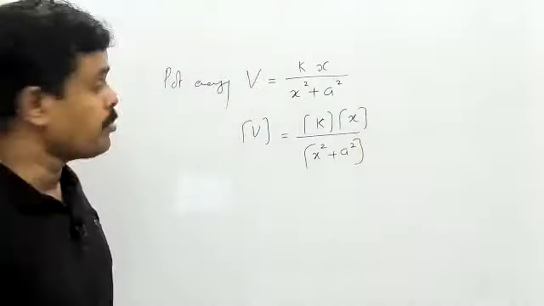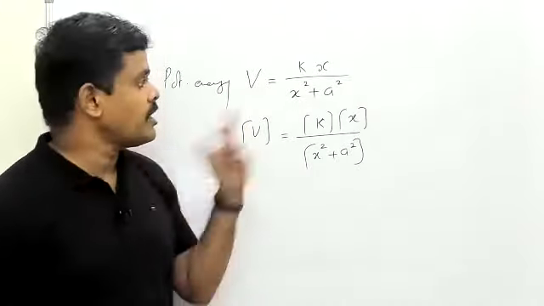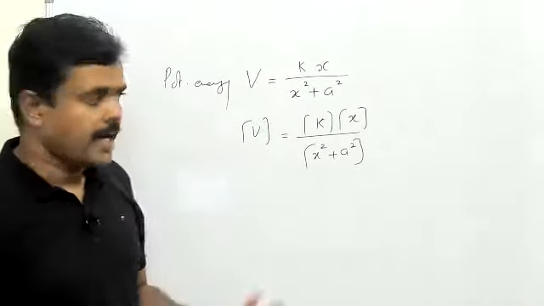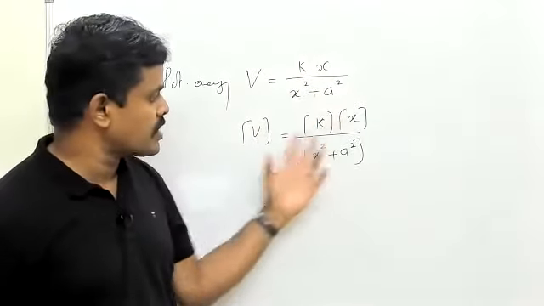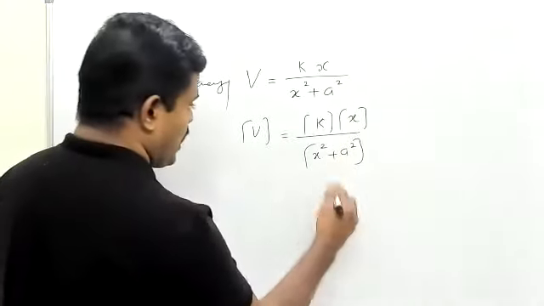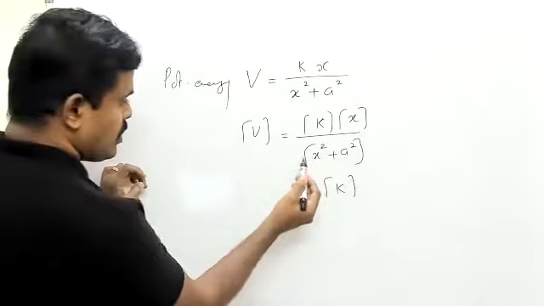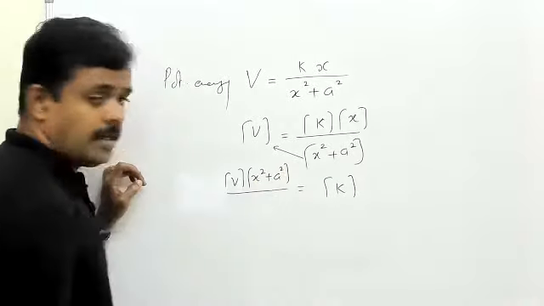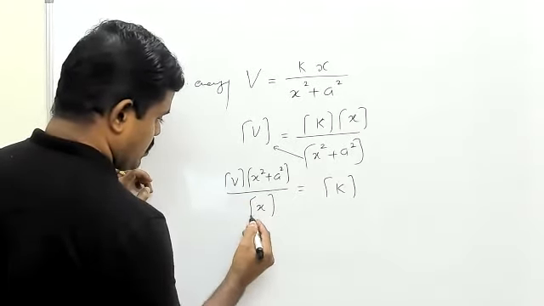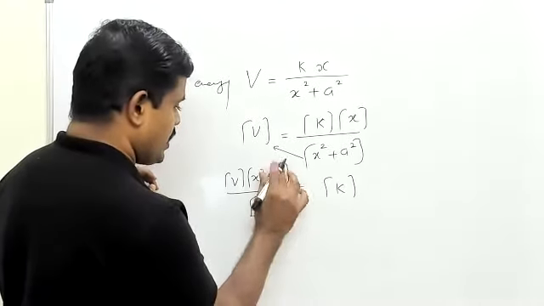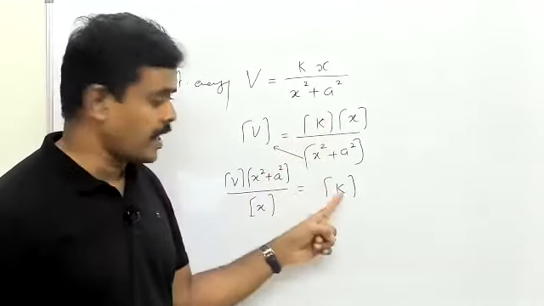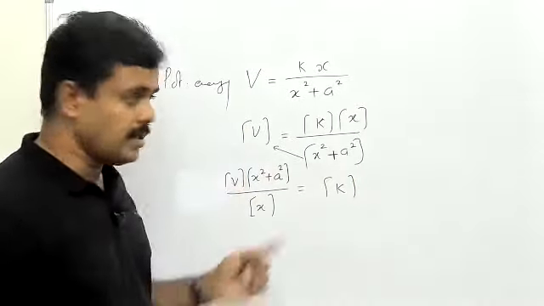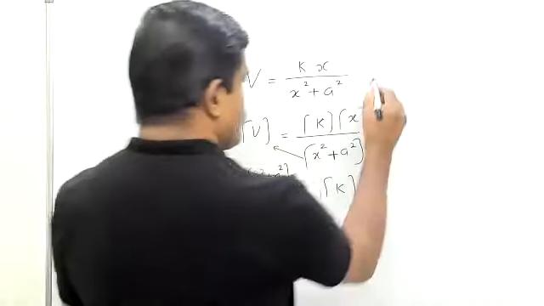Potential energy is given by kx divided by x square plus a square. x is displacement, V is potential energy. I apply dimensions to all. Dimension of V is equal to dimension of k into dimension of x divided by dimension of x square plus a square. Then what I need is k. I'll keep it on the right side and take all others to the left side. Dimension of V into x square plus a square comes here, divided by dimension of x, since x will come to the denominator. This is the dimension of k.